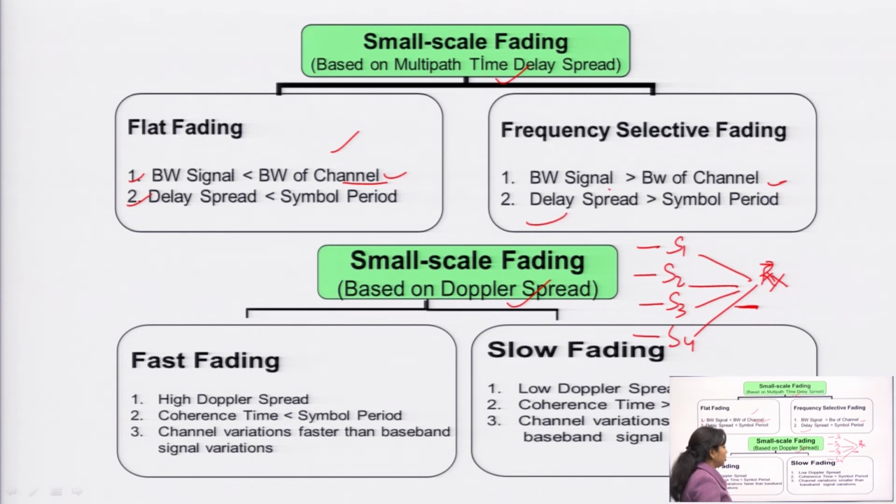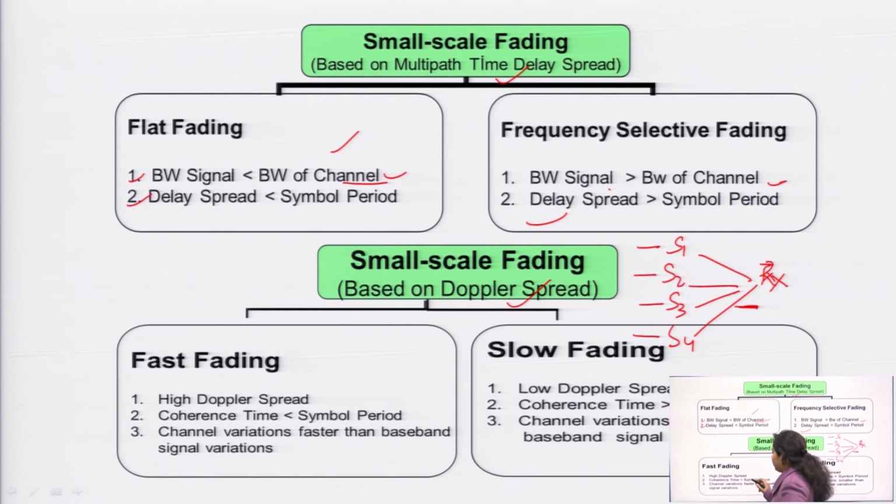Now, based on the Doppler spread, since the object or receiver is moving in nature, that we have considered in this Doppler spread, it is possible that we have to see what will be the speed of the moving object. Maybe it is a fast moving object, maybe it is a slow moving object. So, depending on that, fast fading and slow fading come into the picture.